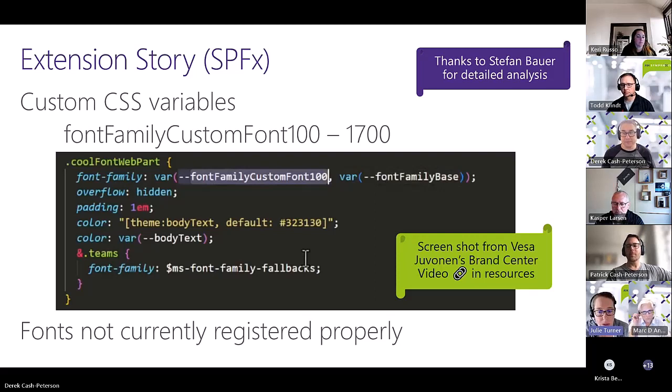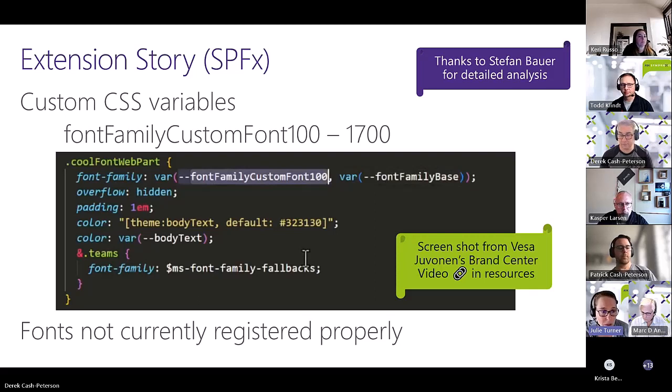And the way you would do this, and this screenshot is thanks to Vesa Juvonen, who did a brand center video that Stefan helped him figure out how to do, and it's a nice video, so if you want to see it, it's in our resources. Essentially, you just reference whichever one of the slots you want that has the font and font weight in it. There are 17 slots where the fonts are defined, and that's referencing back to where Derek showed a screenshot earlier of where you set the font package up.